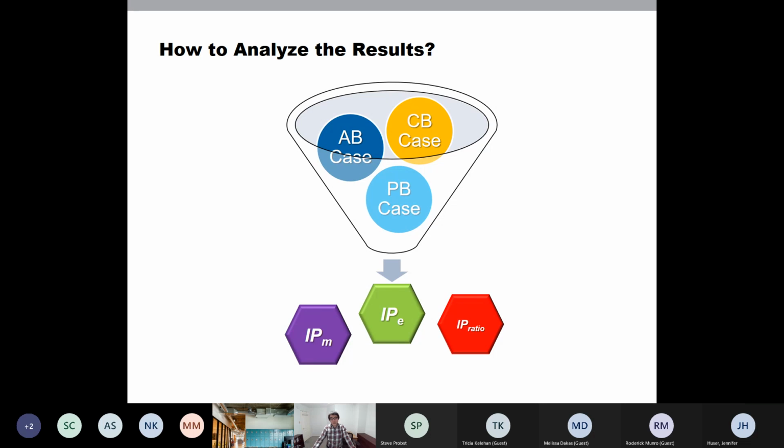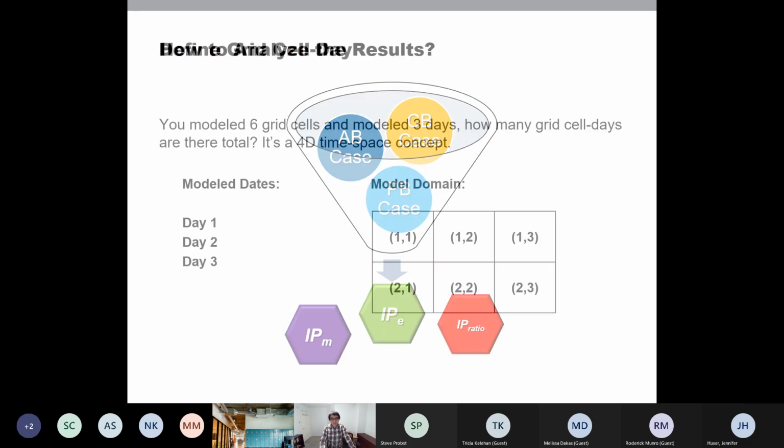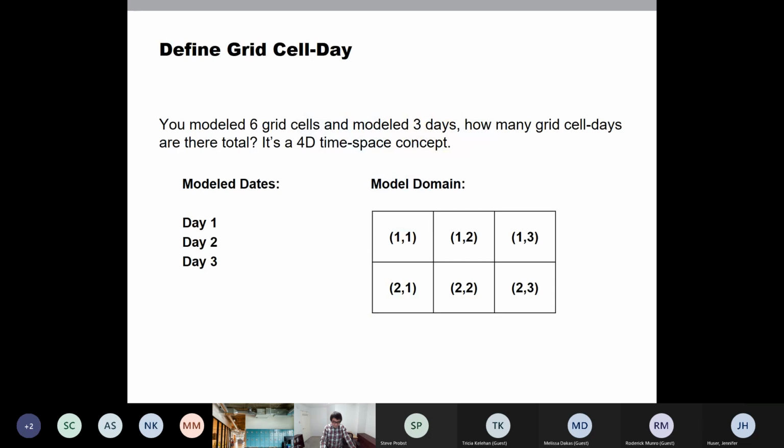So how do we analyze the results? We're looking at three metrics, denoted here as IPE, IPM, and IP ratio. And again, those are some abbreviations, and I'm going to explain them later. So first, let's pick up from the previous slide where we talked about the grid cell day.